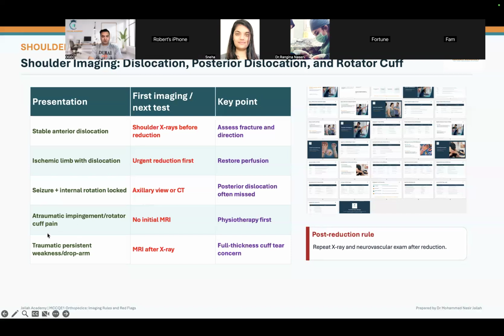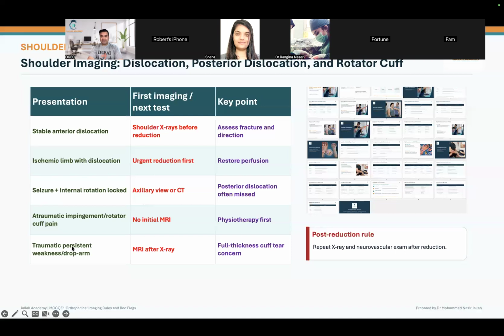Atraumatic impingement, rotator cuff pain: no initial MRI, physiotherapy. Obviously, if it is not traumatic, it is impingement, it is rotator cuff pain. So for that, there is no tear. If there is no tear to the soft tissue, we don't have to do an MRI, right? We have to do the physiotherapy.